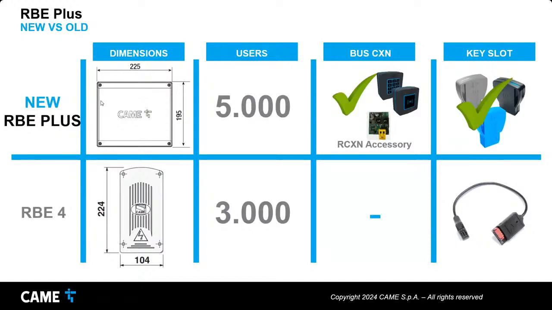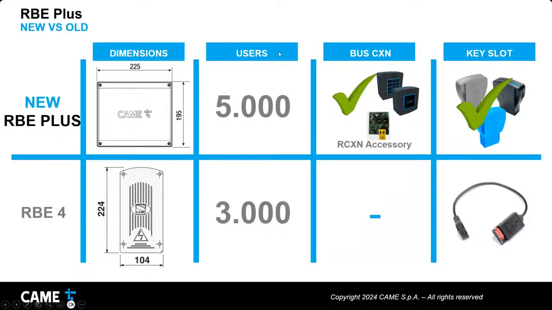When we talk about the real improvements that we have, that's why on this page we compare in the bottom part the RBE4, which is the old model, and in the first line, the top one, we can talk about the features provided by the new device, RBE Plus. So we have already talked about the dimension, so we can go to the second point.